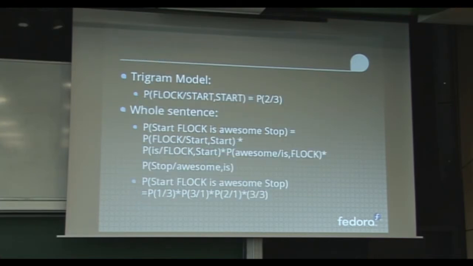Similarly, if you want to generate the trigram model for the entire sentence, you need to apply this formula for the whole sentence. So if you want to apply the trigram model for the entire sentence, it should be like the probability of Flock given start, times the probability of the word is, then the probability of the word awesome, followed by the probability of the words is and Flock. If you go on calculating such probabilities, then you will get a language model.